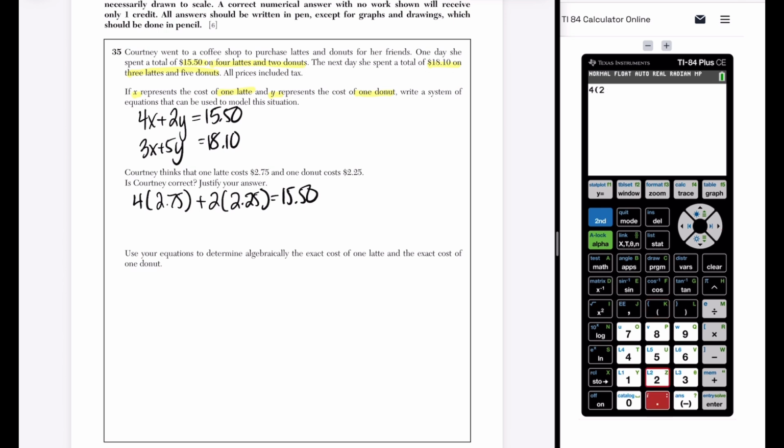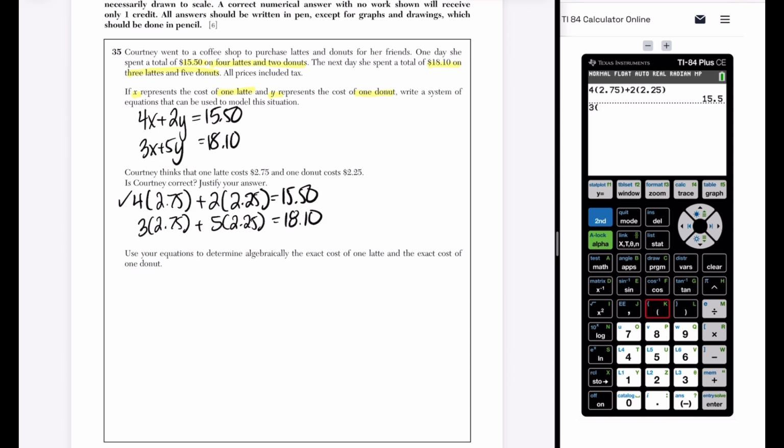So on my calculator, that's what I'm going to do. 4 times 2.75 plus 2 times 2.25. And yeah, this equals 15.50. So it matches the first one. So now I'm just going to check the second one. 3 times 2.75 plus 5 times 2.25 equals 18.10? Because you want to check both.